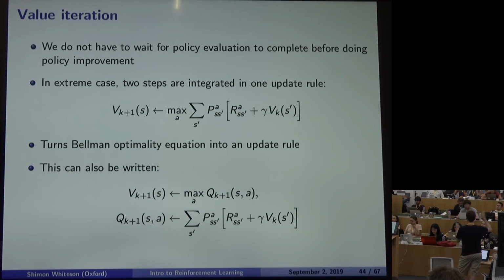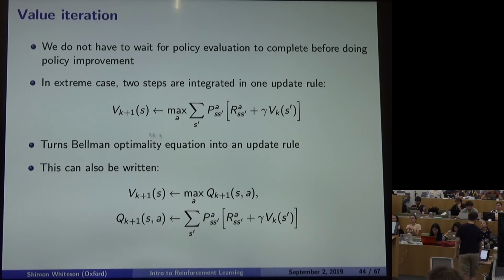In the most extreme case, if we go all the way from policy iteration to the other extreme, where we say we're only going to do policy evaluation on a single state before immediately switching back to policy improvement, we get an algorithm called value iteration. And the policy evaluation is so short in that case that it can be integrated into the policy improvement in a single update rule. Okay?